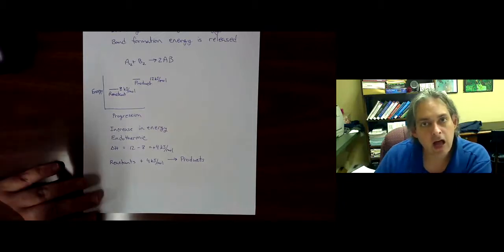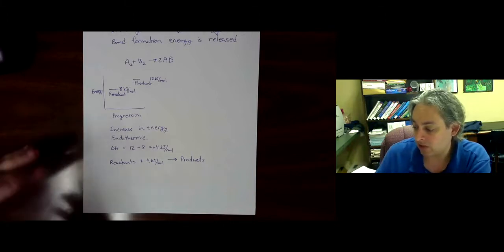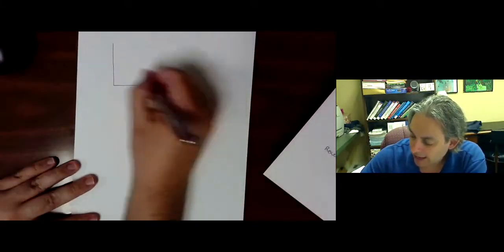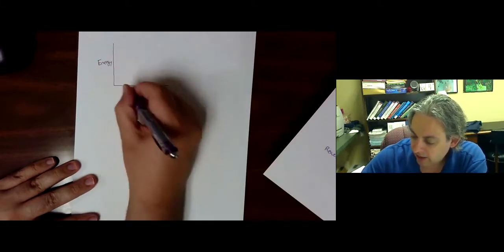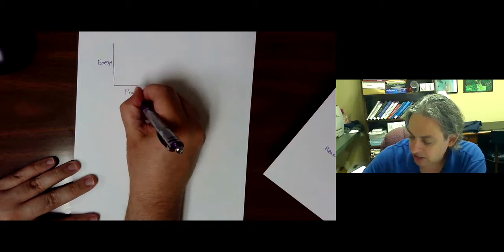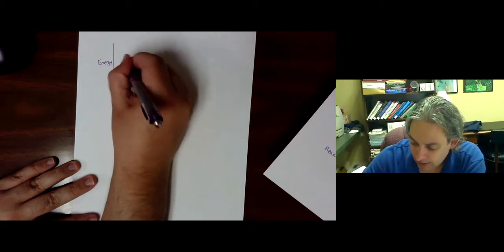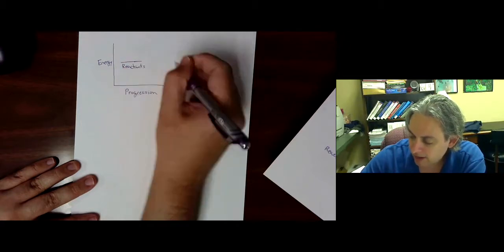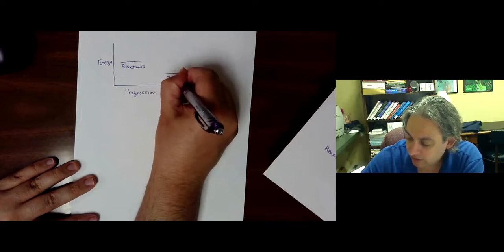Now let's do the opposite. What about if the energy is released? So let's say we have our graph, and our y-axis is our energy, and our x-axis is the progression that happens with the reaction, and our reactants is some energy value. And then this time, our products end up being less than what the reactants were.